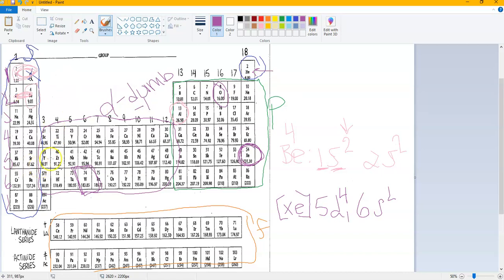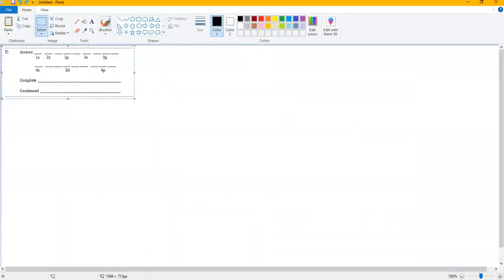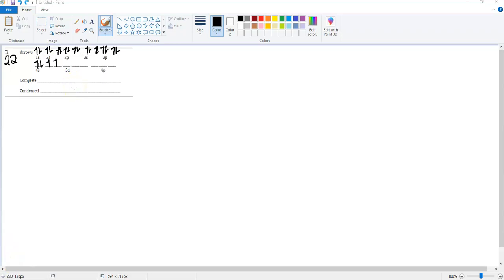We're going to do titanium. Titanium is number 22, and we're going to do it on your packet here, okay? So titanium is number 22. That means it has 22 electrons. So I'm going to fill it in the same way I normally do. 1, 2, 3, 4. All right, and now that I'm all done with that, I have filled in 22 electrons just like we normally do, okay?